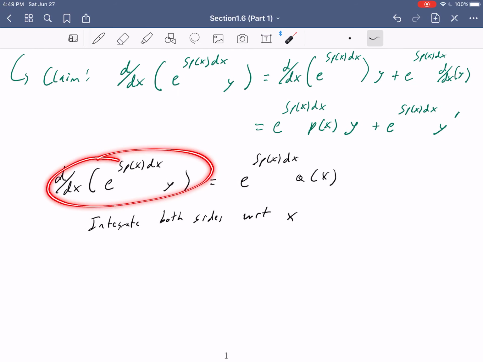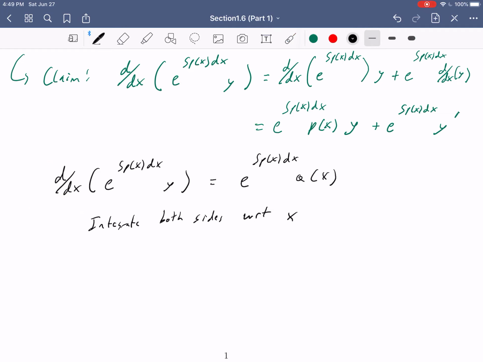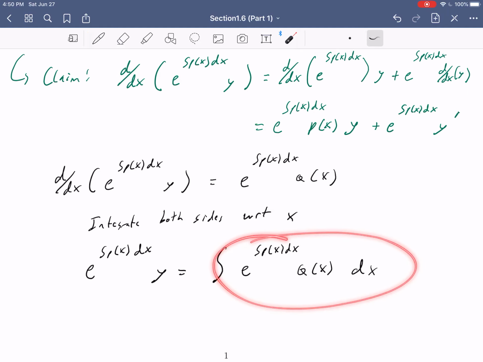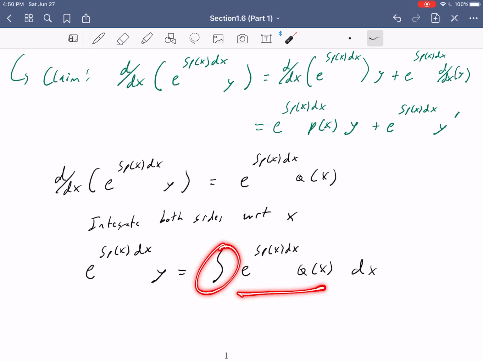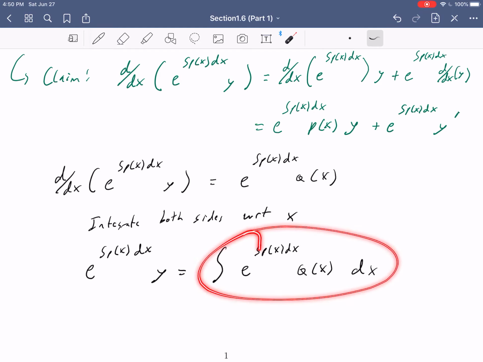On the left-hand side, that's going to be very easy because the integral of the derivative is just going to be the original function. That's the fundamental theorem. So there we go. And on the right-hand side, we get the integral of e to the integral p(x) dx q(x) dx. Now, this might be very messy to do, but it's something we can attempt. It's the integral of a function of x with respect to x. So maybe not easy to do, but it is doable, or at least we can express it in this form.